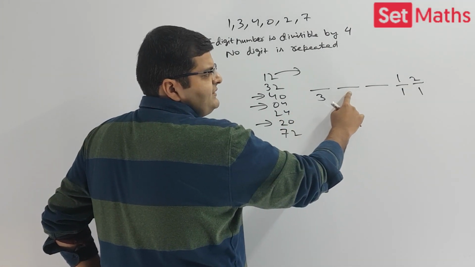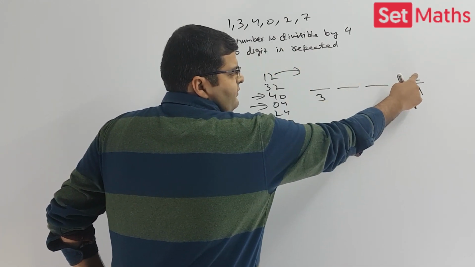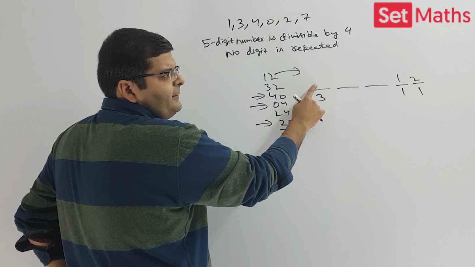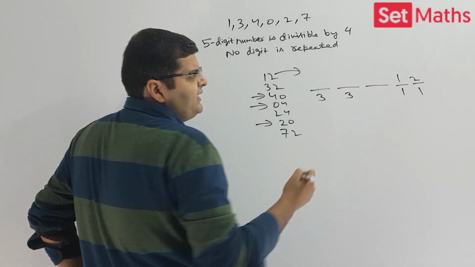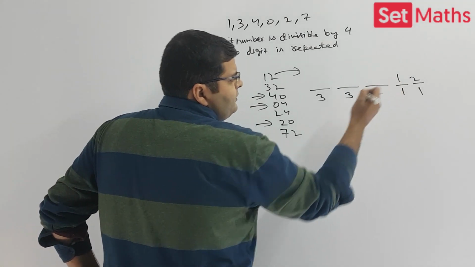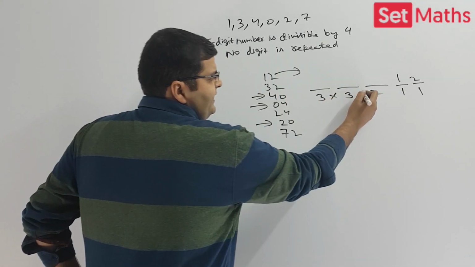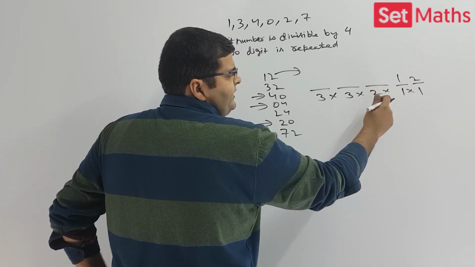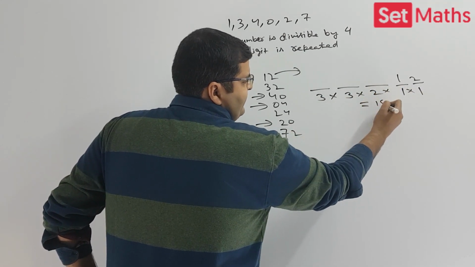Now for this place, I have used 3 digits from the 6 digits. 2 digits are 1 and 2, and the third digit is placed here. So out of 6 digits, 3 digits are utilized, so only 3 digits can come here. Similarly, only 2 digits can come here. So the number of numbers ending in 12 will be 3 into 3 into 2 into 1 into 1. That is 3 into 3, 9, and 9 into 2 is 18.